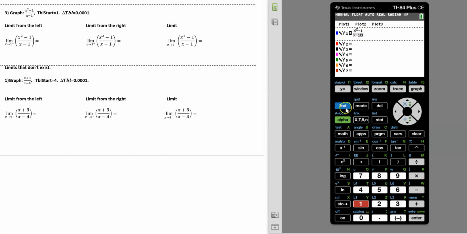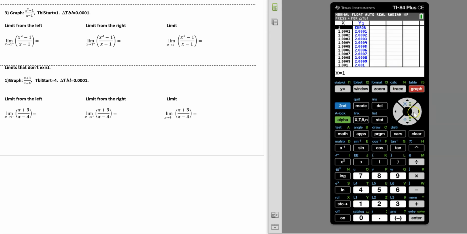So we've plugged it in our graph. We go to our table set, and our limit here is 1. So we're looking at 1. So we put in 1 for our table start. Same change in table, it's just a little bit to the left, a little bit to the right. And we scroll up a bit. And so you can see coming in from the left, it's basically 2. Coming in from the right, it's basically 2. So our limit is 2.